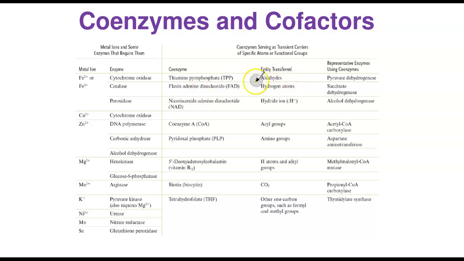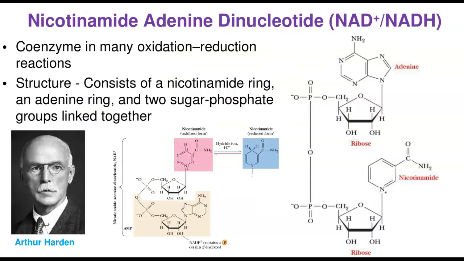And then the coenzymes at this point, look at the thiamine pyrophosphate, it transfers the aldehyde. A good example is in pyruvate dehydrogenase. Flavin adenine dinucleotide, which we call FAD. We're going to see how this works. It transfers hydrogen atoms, example in succinate dehydrogenase. We're going to talk about these two. The nicotinamide adenine dinucleotide or NAD. What does it do? It transfers the hydride ion, and then we see that in alcohol dehydrogenase. And a few other ones you're going to look at here and how they help the enzyme do its function.